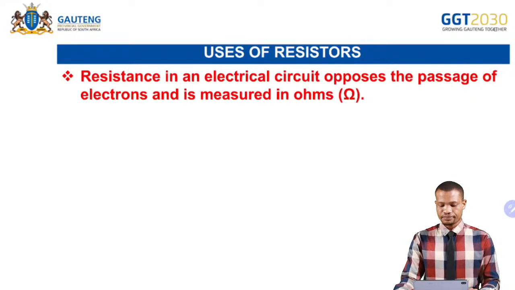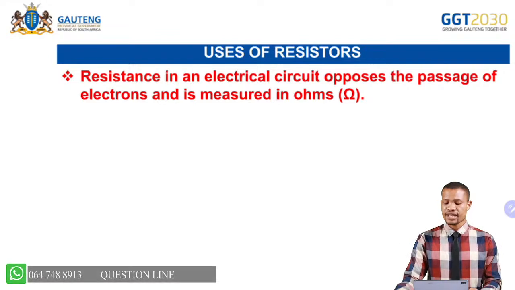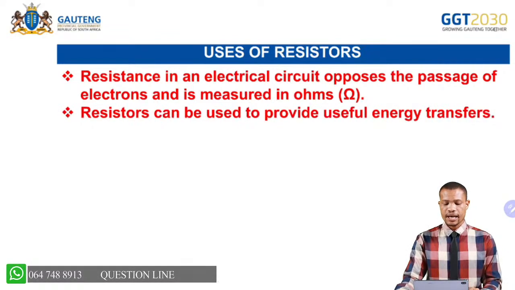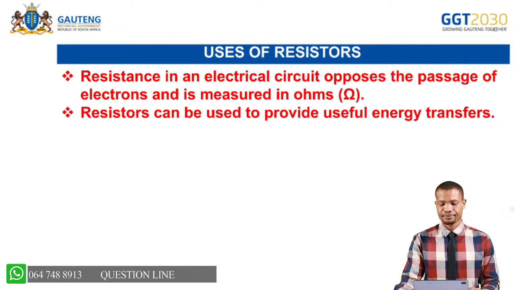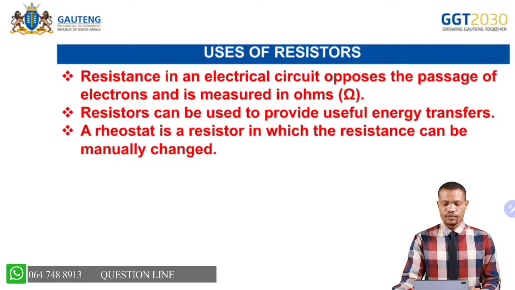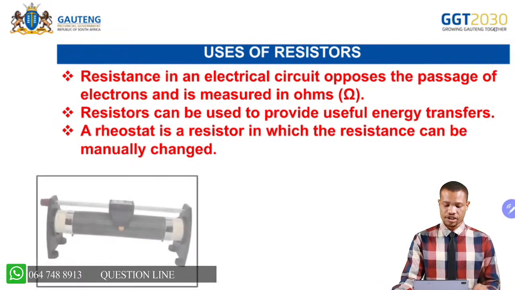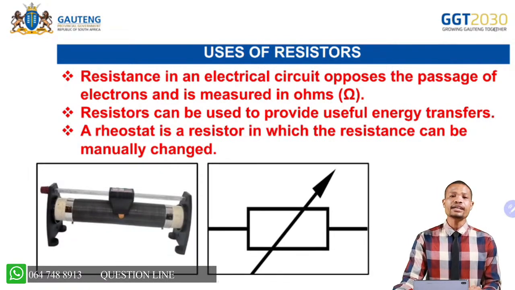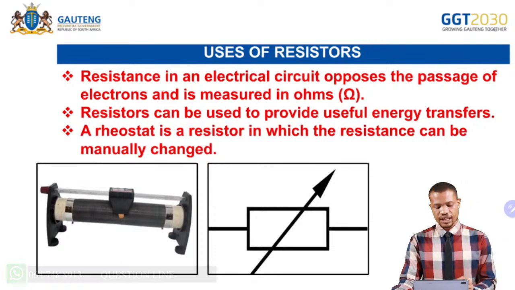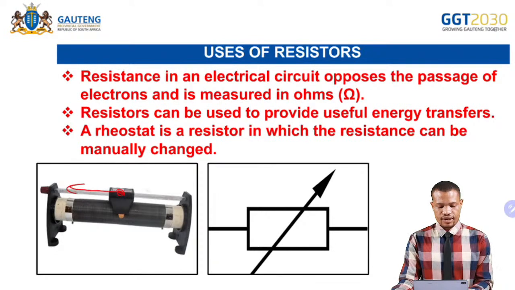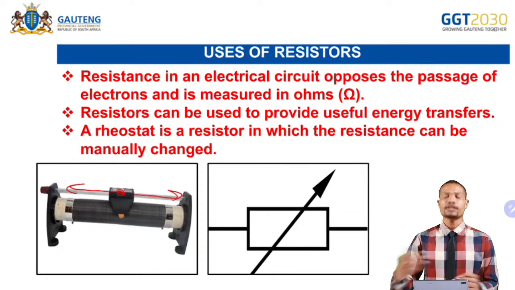Let's continue. Resistance in an electrical circuit opposes the passage of electrons and is measured in ohms. Resistors can be used to provide useful energy transfer. Now, we've already defined what a rheostat is. It's a resistor in which the resistance can be manually changed. So this is an example of a rheostat, okay? We have this knob over here. We can move it to the left or to the right to change the resistance.